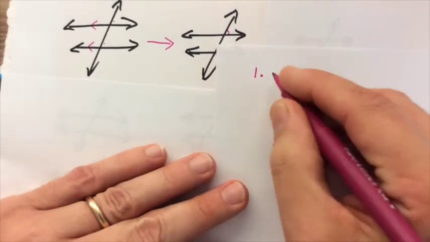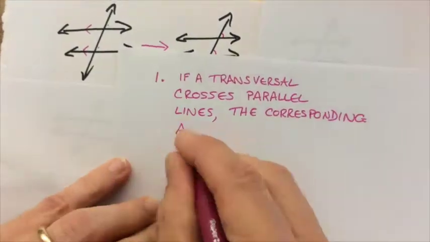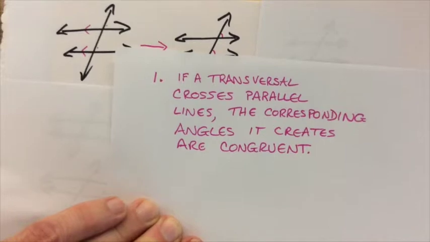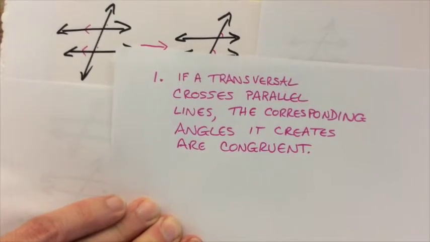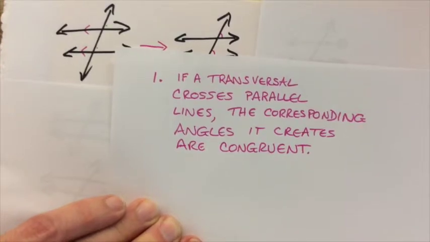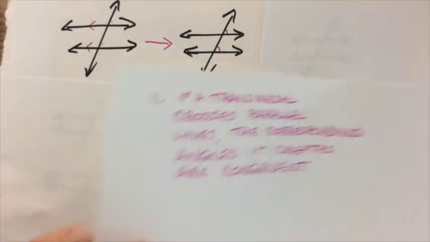Fact number one. If a transversal crosses parallel lines, the corresponding angles it creates are congruent. That means I've got 4 pairs of congruent angles here, using one from each intersection. Okay, that's fact one.